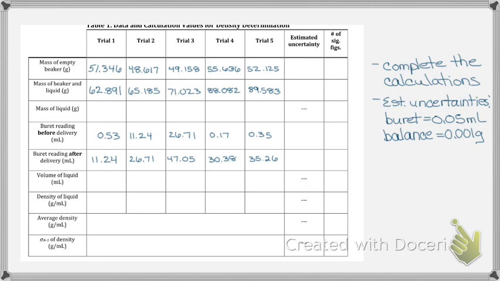Then you're going to tell me the number of significant figures. And if it is a row where you have some, like if you look at the burette reading before delivery, some of them only have 2 and some of them have 4. That's fine. Just put 2, 4 or something like that. So go ahead and complete all of those calculations.